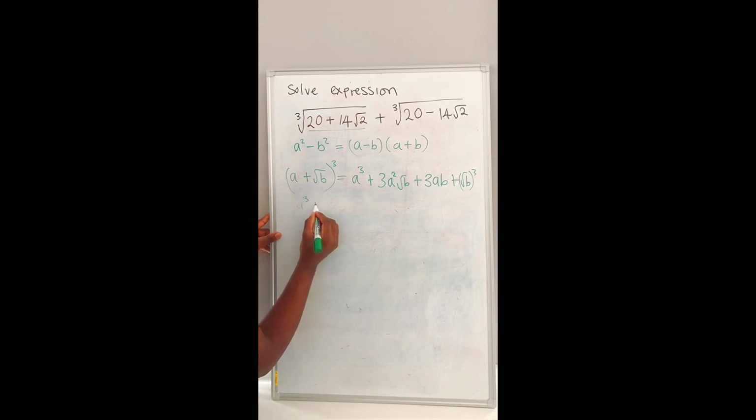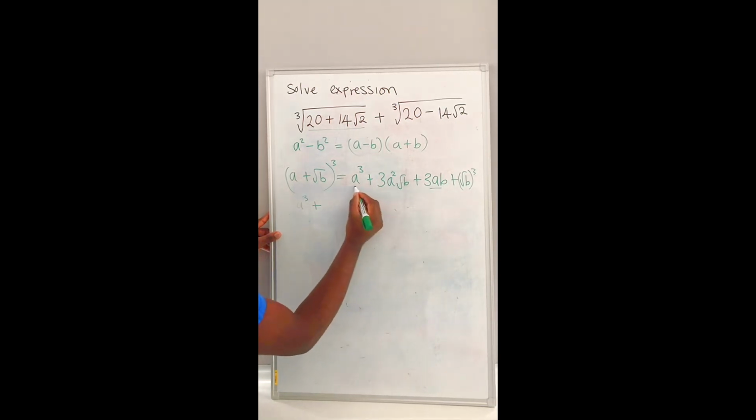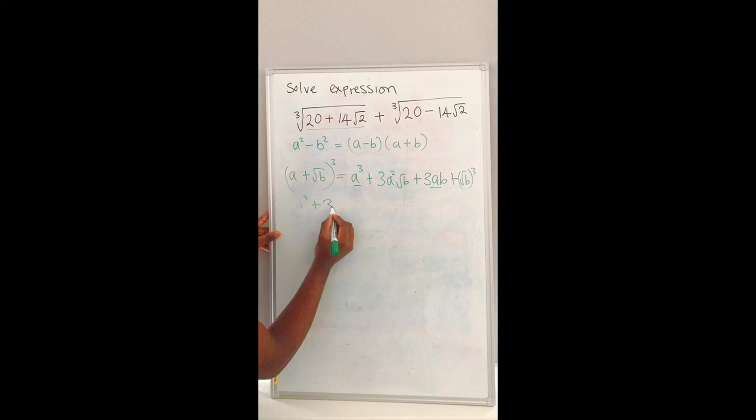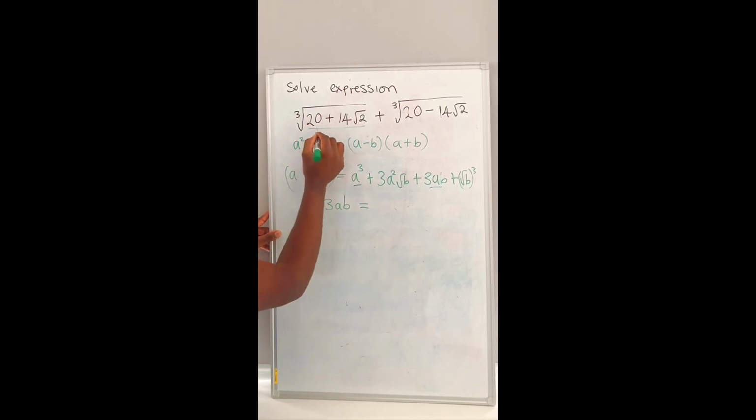Okay, so here the only numbers that we have that don't have a root are a cubed plus this one here, 3ab. So these two will be equal to 20.